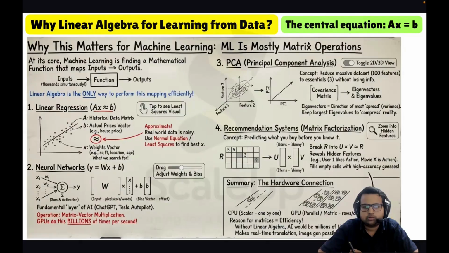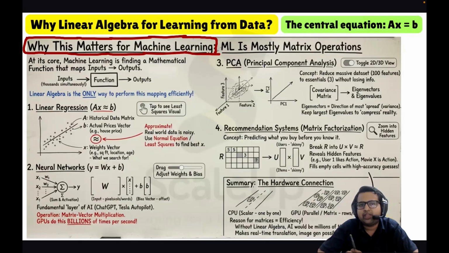Now we will discuss why this matters for machine learning, like why the central equation of linear algebra, AX = B, matters for machine learning, or what is the significance of the equation AX = B in machine learning. So machine learning is mostly matrix operations. In machine learning, we will be coming across lots of matrix operations. So at its core, machine learning is finding a mathematical function that maps inputs to outputs.